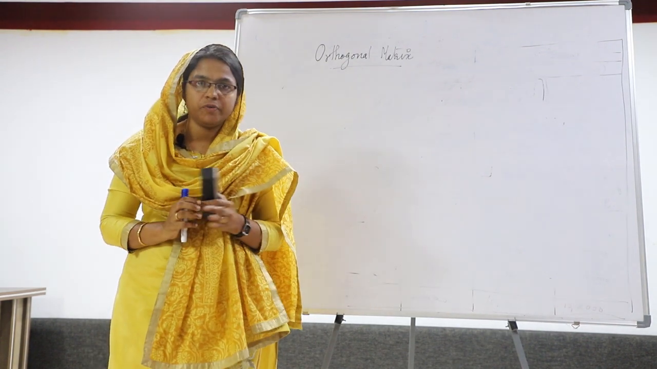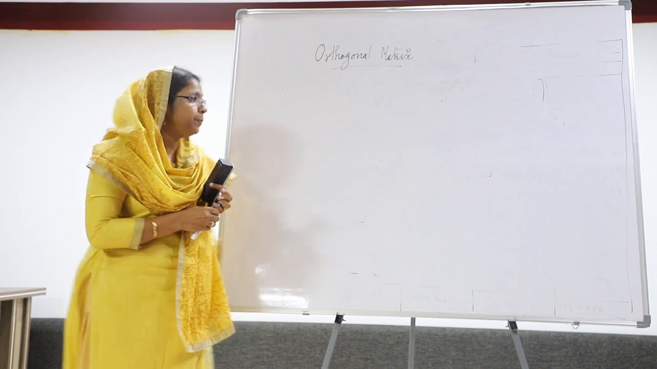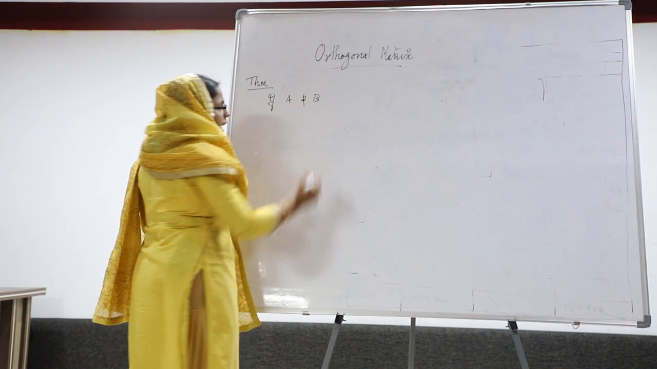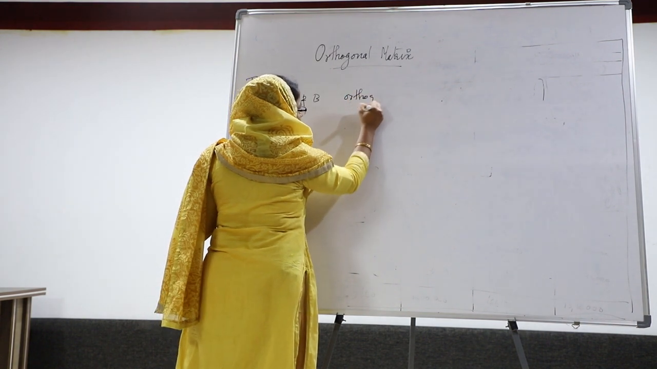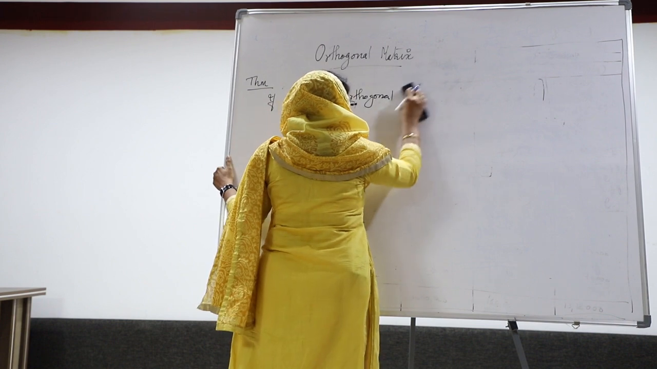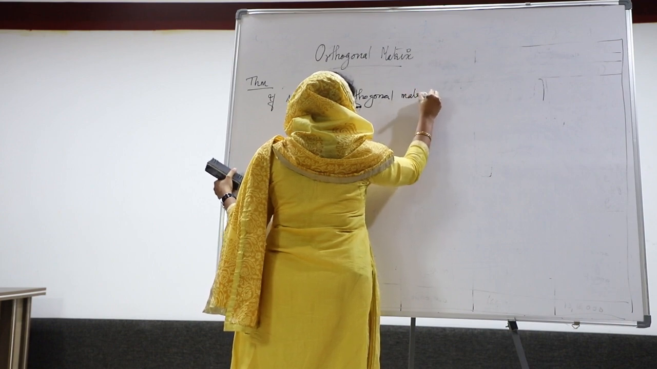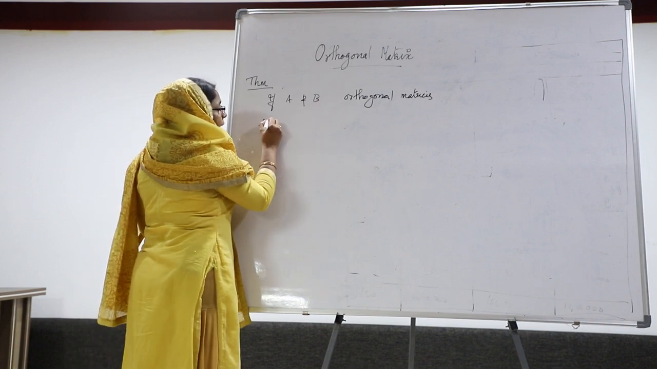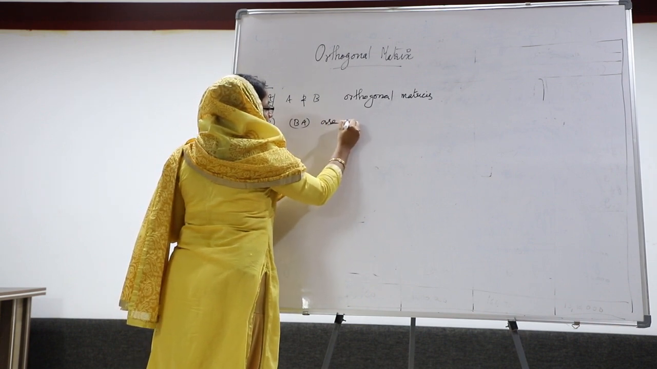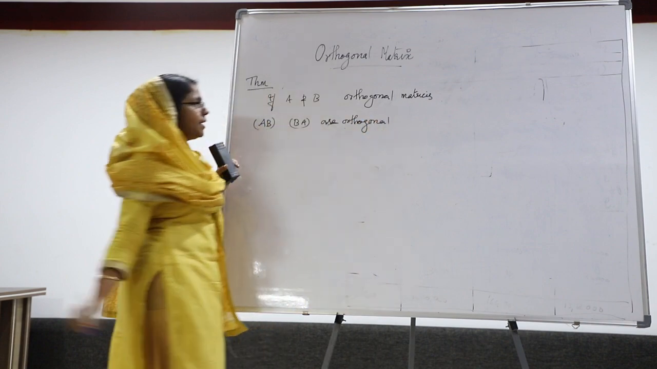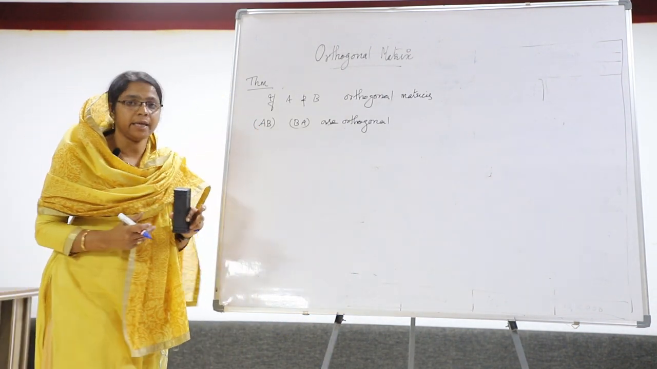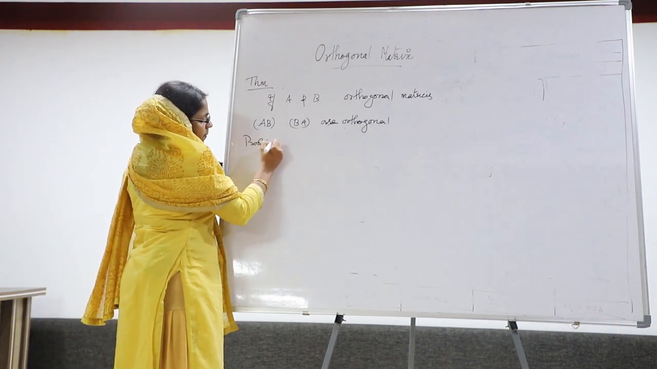Okay, so we got the definition of orthogonal matrix, and based on this we have one theorem. That means the theorem, if A and B are any two orthogonal square matrices, or simply we can say orthogonal matrices, then the products AB and BA are orthogonal. So, we can prove this theorem. Then proof.